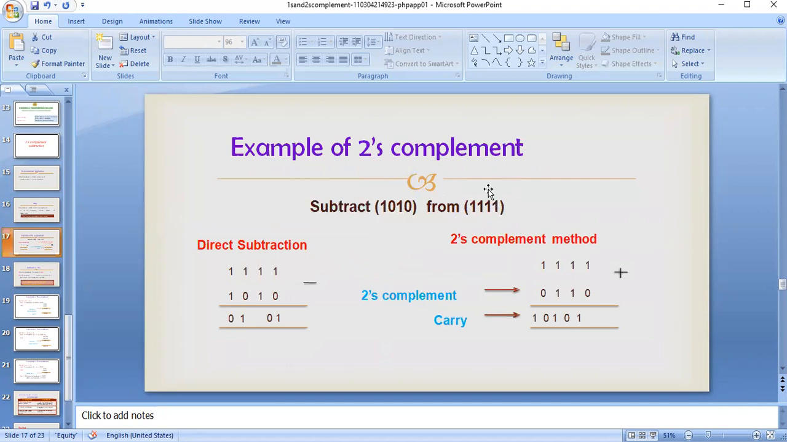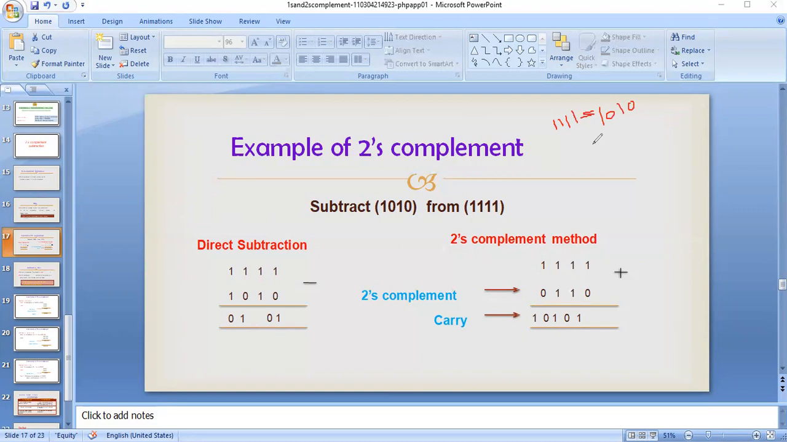In this method, what is the minuend? The minuend is 4 ones. And what is the subtrahend? The subtrahend is 1 0 1 0. So this is the minuend and this is the subtrahend. In the first step, you have to check whether the number of digits is equal or not. Here in the minuend we have 4 digits, and in the subtrahend we have 4 digits. So the number of digits is equal.